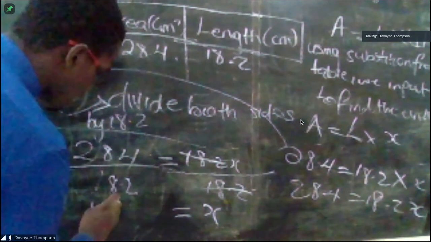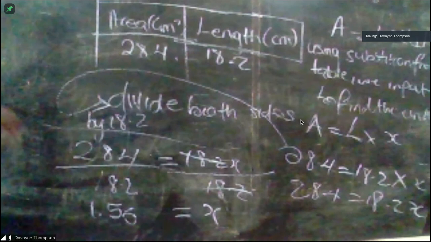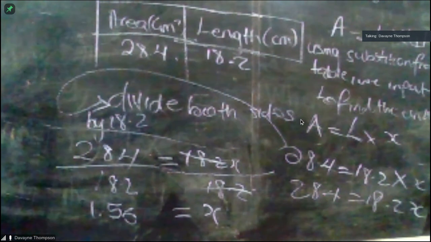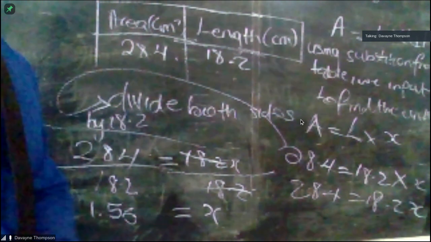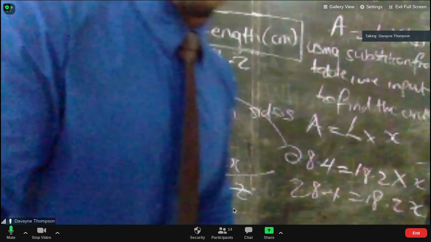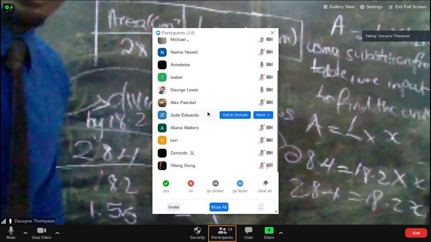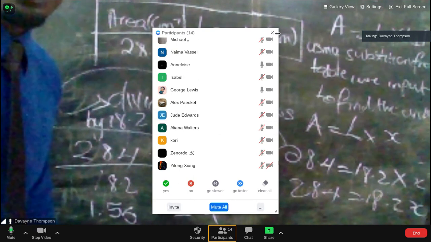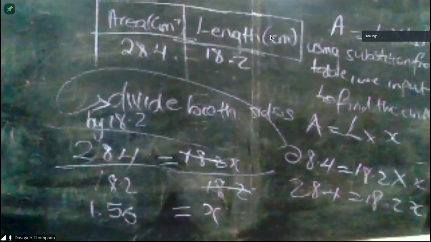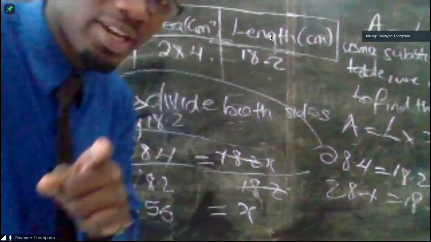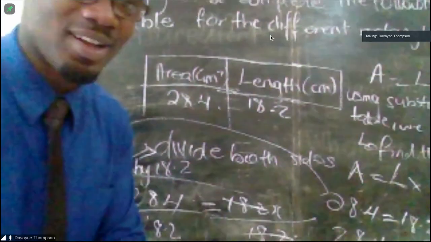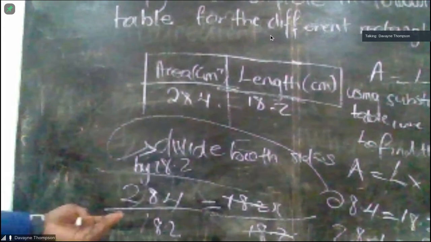1.56. I want one more person to confirm. Anybody else can confirm they get 1.56? Annalise, what do you get? I haven't heard from you, Annalise. What did you get for your answer? 1.56. Okay, good. I'm trusting you. That means if somebody says you got it wrong, who are we gonna blame? I'm just kidding. It's 1.56.